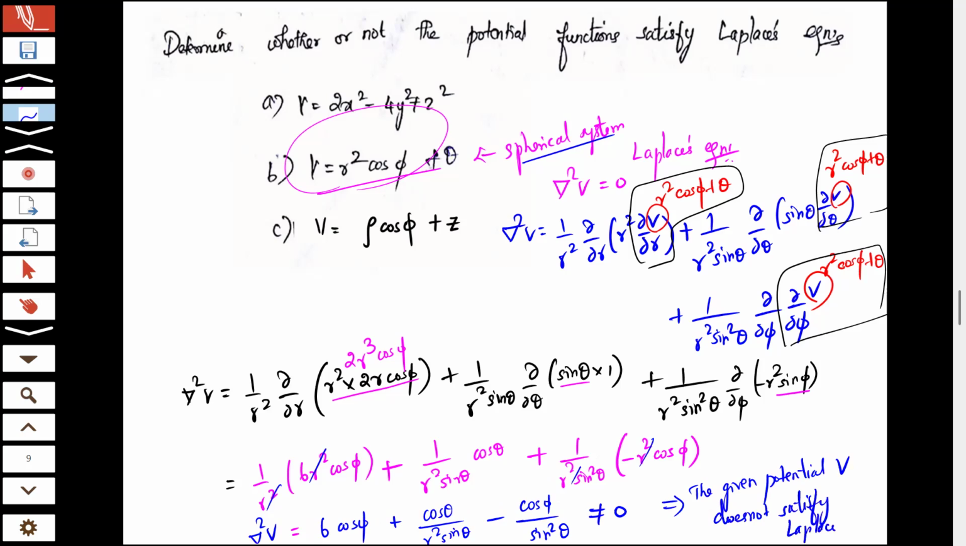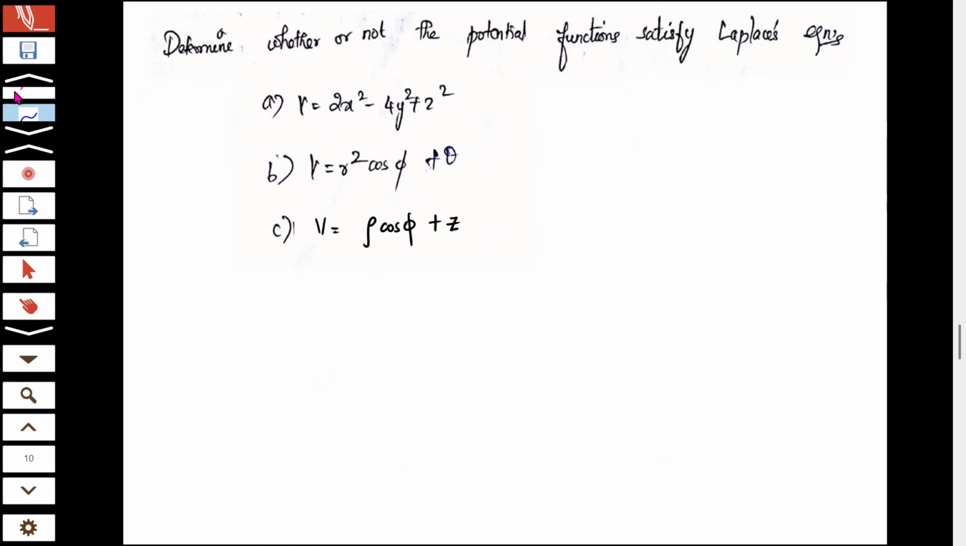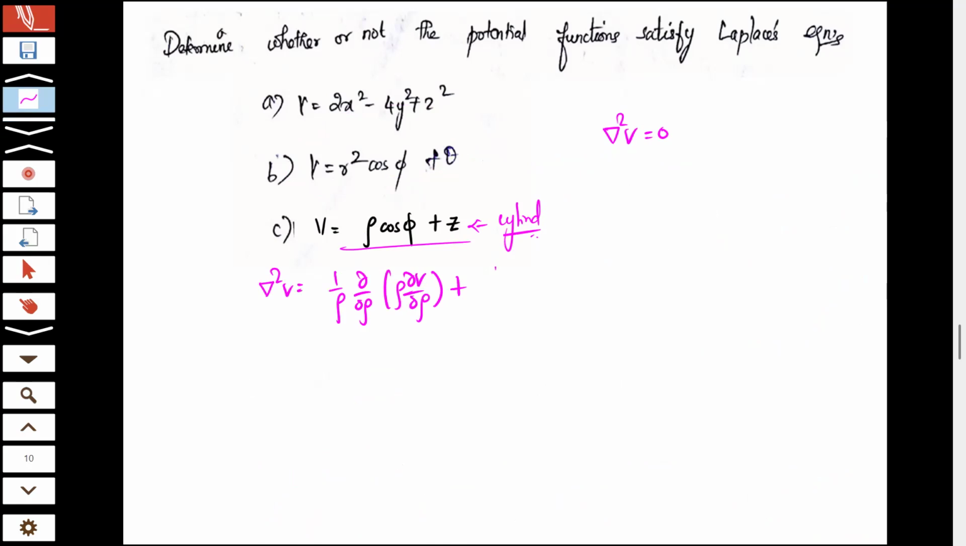Now similarly we can do the third subdivision also. The third subdivision is in cylindrical system. Let us check whether that function at least satisfies the Laplace equation. So let us write Laplace equation del square V equals 0. Laplace equation in cylindrical system: del square V is 1 by rho dou by dou rho of rho dou V by dou rho plus 1 by rho square dou square V by dou phi square plus dou square V by dou Z square. And we have to check whether that is becoming 0 or not.